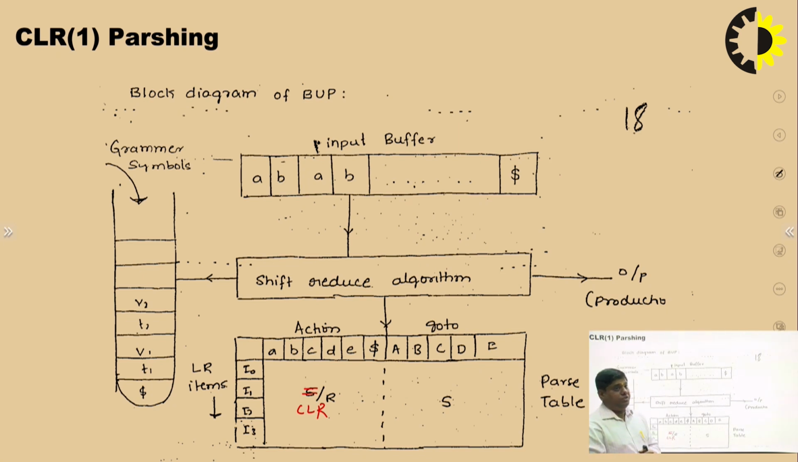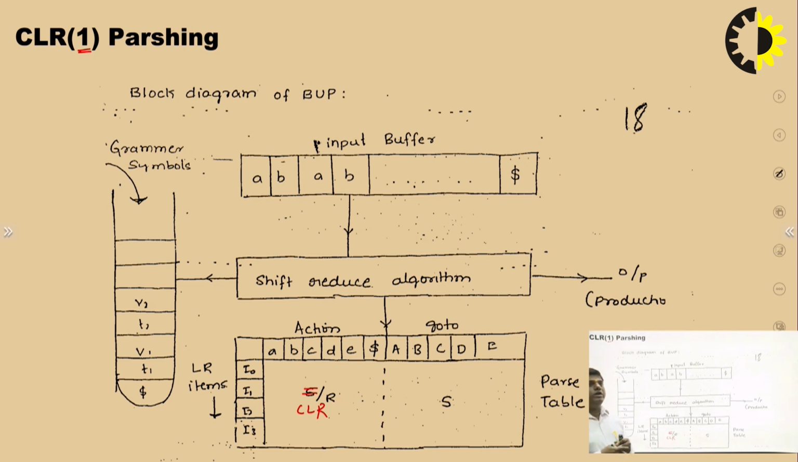The main difference between SLR parsing and CLR parsing is that in SLR parsing, no look ahead symbol is contained, but in CLR parsing, one look ahead symbol is contained. Here we mention 1 to stand for the one look ahead symbol contained in CLR parsing. That is the main basic difference between SLR parsing and CLR parsing.